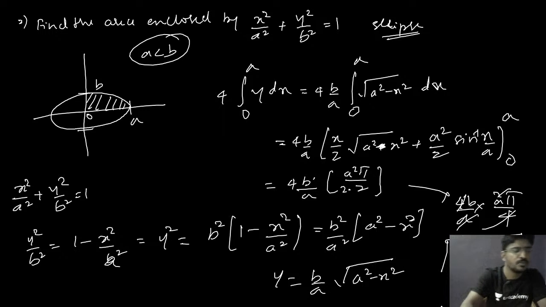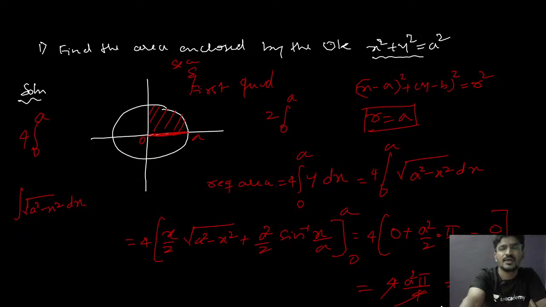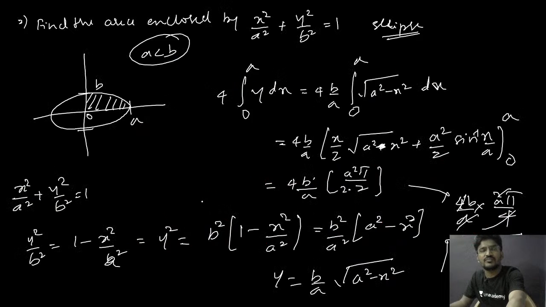Coming to the previous problem. Here suppose, what is the area of a circle? a square pi. Now the area of a circle is going to be equal to a square pi.